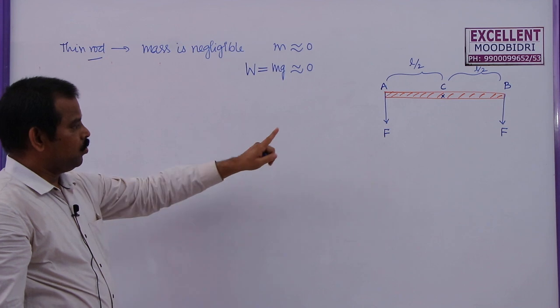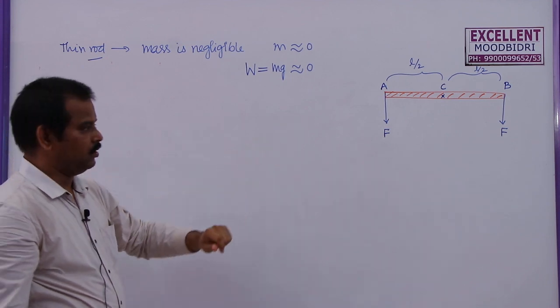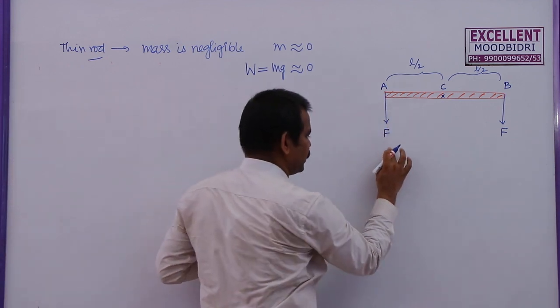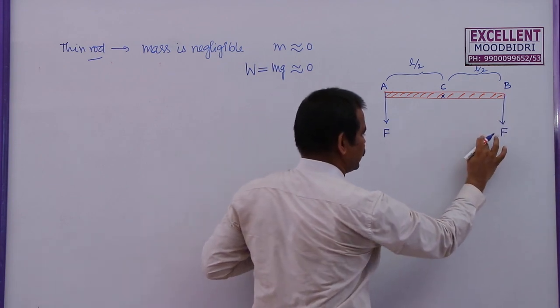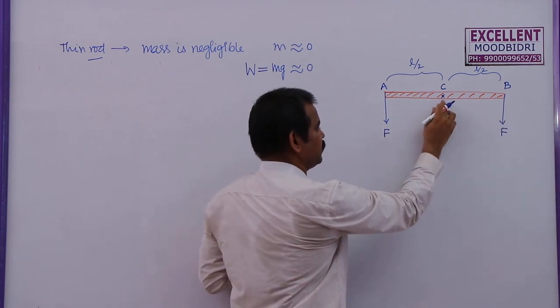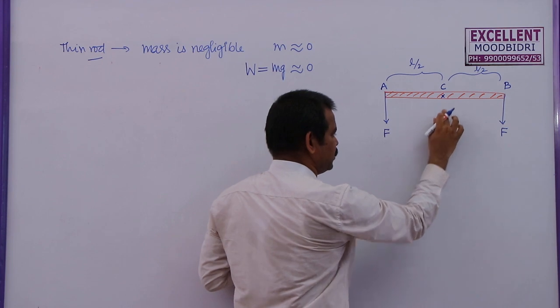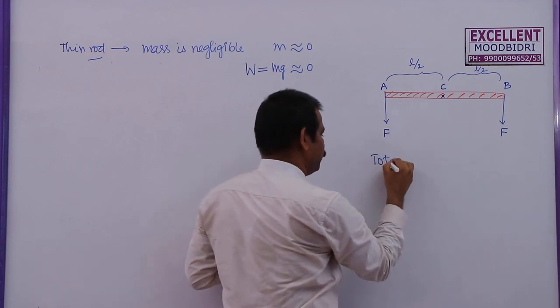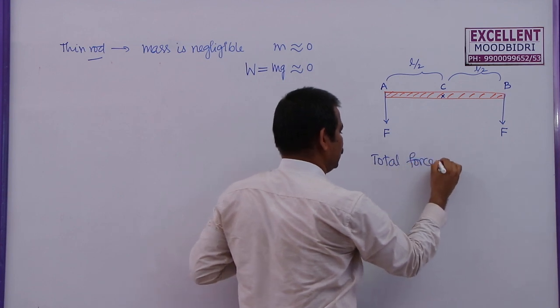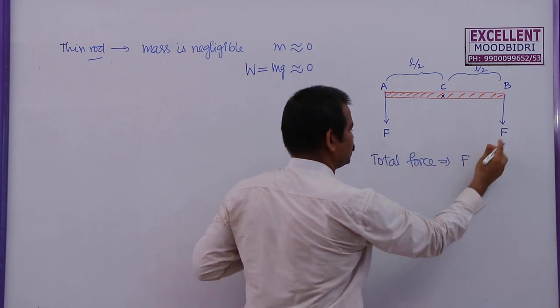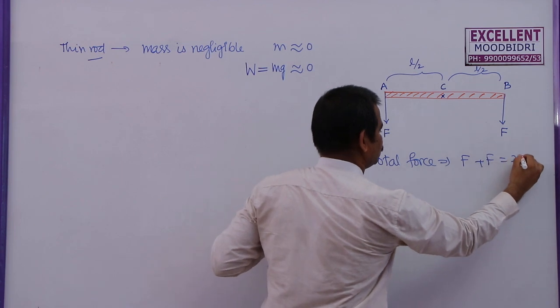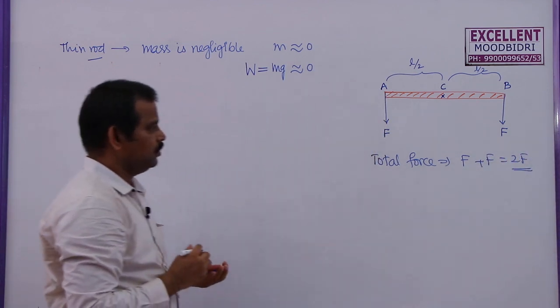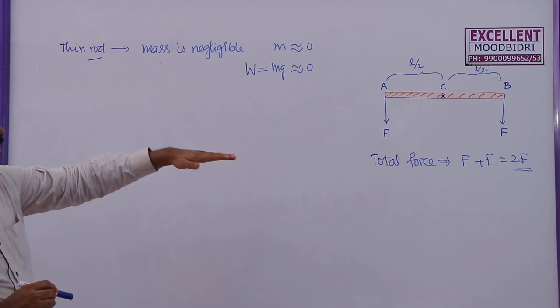Now, what are the forces acting on this rod? One force is acting downwards, another force is also acting downwards. If weight were there, it would also act downwards, but I am not considering weight. The total force acting on this body: this is the first force and this is the second force, which is equal to 2F. So the total force acting on this thin rod is 2F.